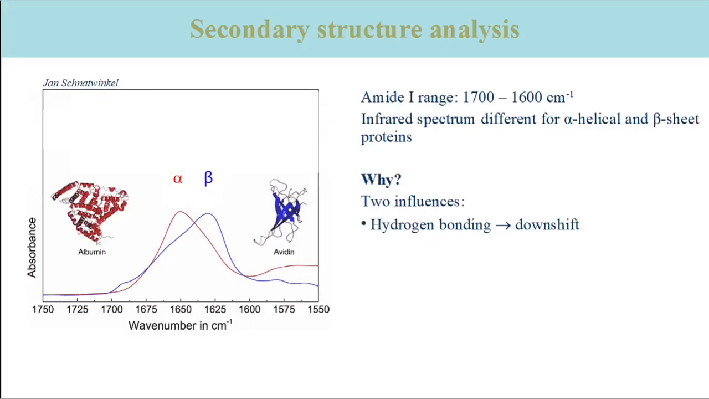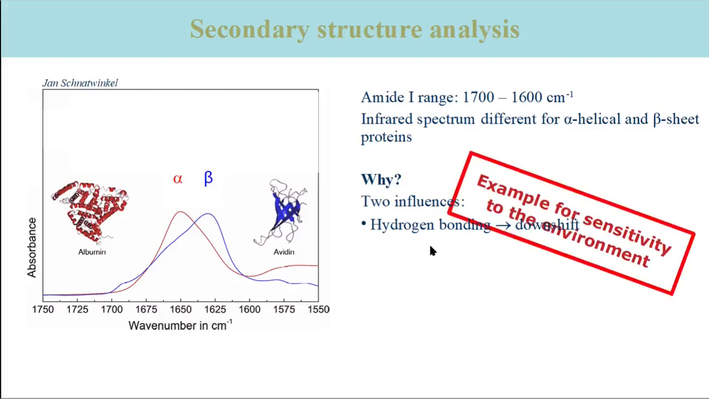We turn now to the reason for the structural sensitivity of the Amide 1 band. Its shape and position is determined by two main influences. The first one is hydrogen bonding to the CO oxygen and to the NH hydrogen. Both hydrogen bonds decrease the wave number and the frequency of the Amide 1 vibration. And this is an example for the sensitivity of vibrational frequencies to interactions with the environment.